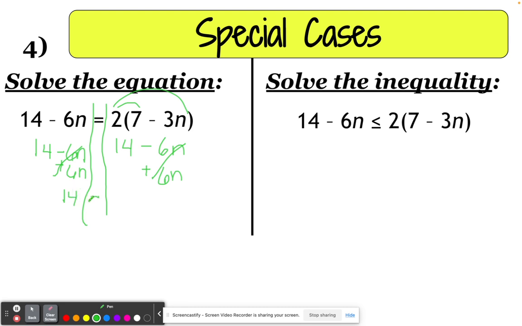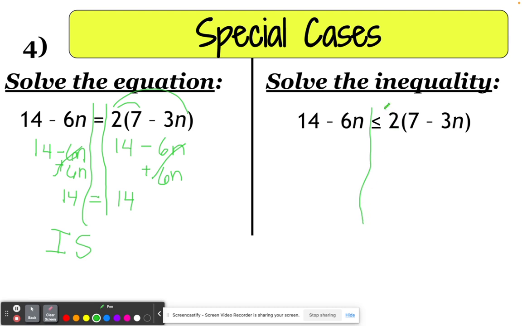This is a true statement. And as you recall from our previous chapter, if our variables cancel out and we end up with a true statement, our answer is infinite solutions. I could put any number in here and it will be true.